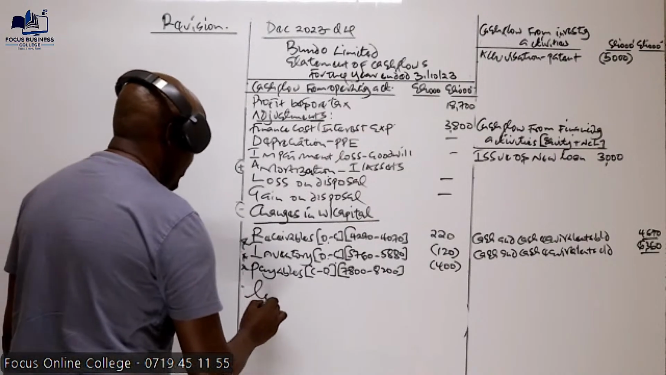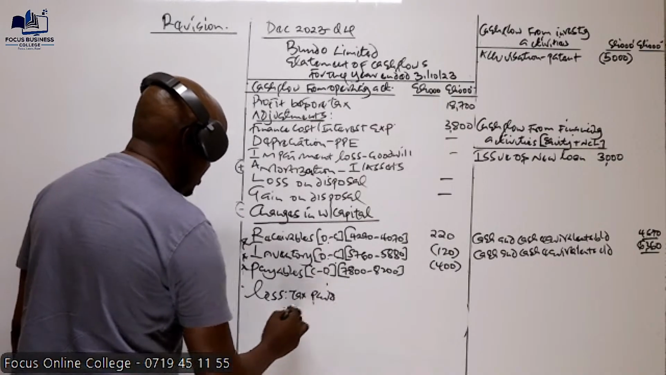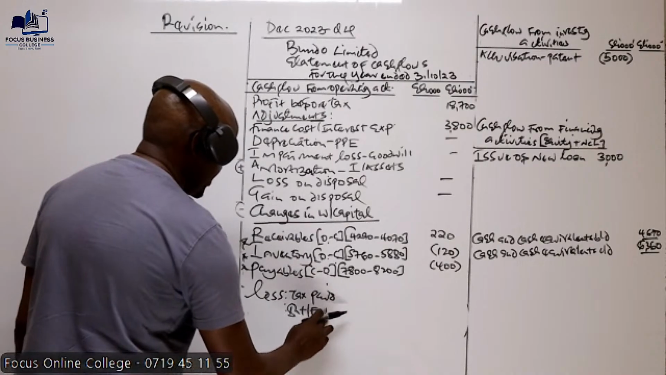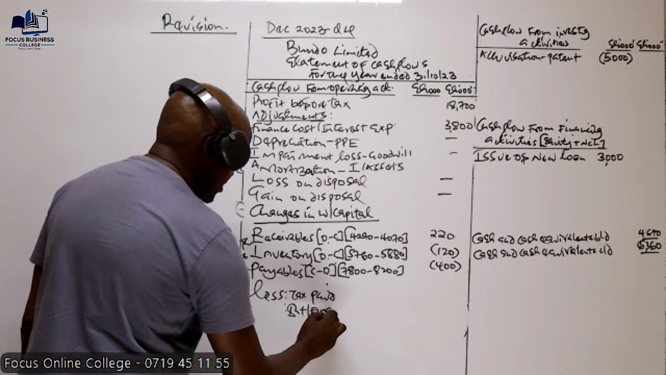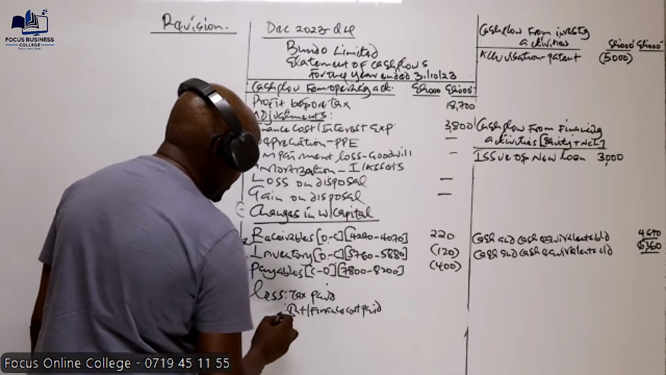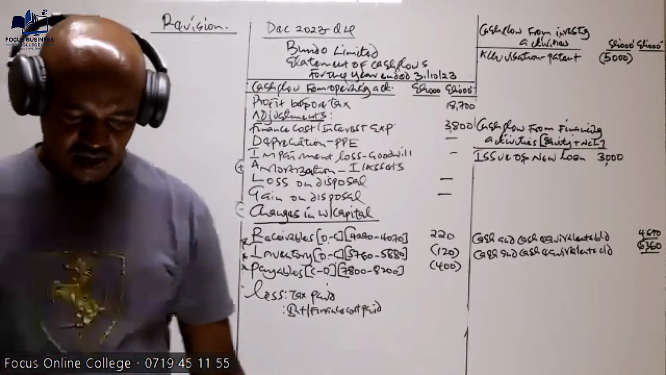Then down here, we less the tax which was paid. And then we less also the interest or the finance cost, the finance cost which was paid. So let's start with this one. Let's start with the interest or the finance cost which was paid.